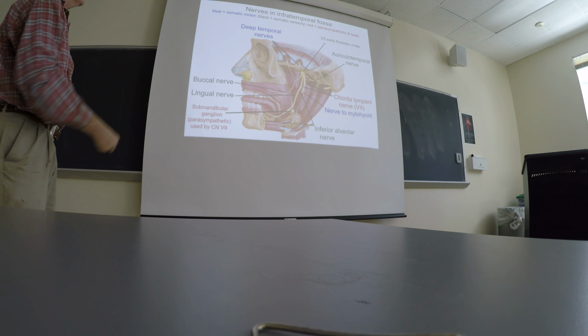Back here, okay, we have the 7th cranial nerve coming in, and here's your chorda tympani, which goes over the top of the tympanic membrane. That's your eardrum there. That's why it's called the chorda tympani. Comes down and slides into the back of this lingual nerve here.